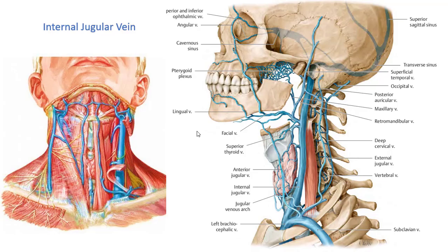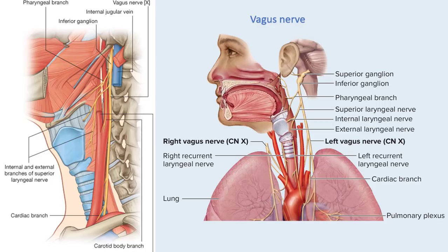Now, let's move on to discuss some nerves that we find in the neck region. Let's start off with the very famous one that you see here. The vagus nerve is also known as the tenth cranial nerve.